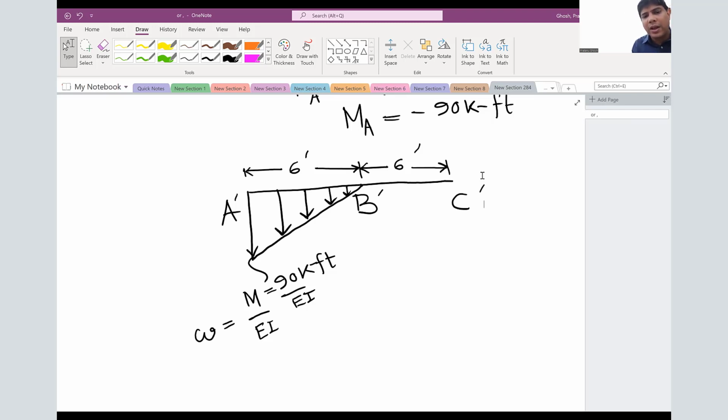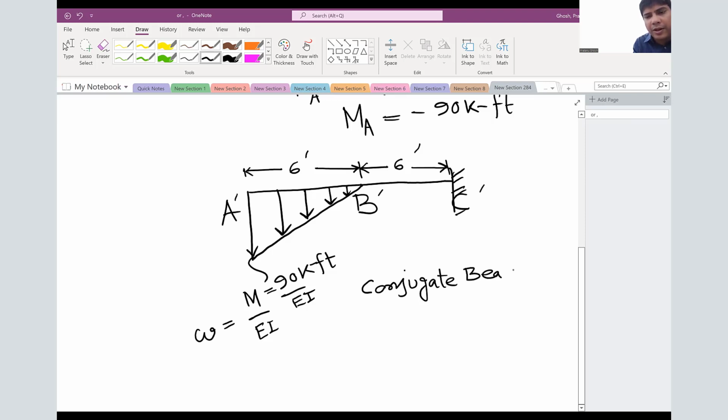So once loading has been done, what is the next step? Step 2 will be to change the support. A was originally fixed in the real beam. It will be free, A prime. B is just a point, no change, B prime. C becomes fixed. Free becomes fixed. So this is your conjugate beam. Correct? So we have drawn our conjugate beam.